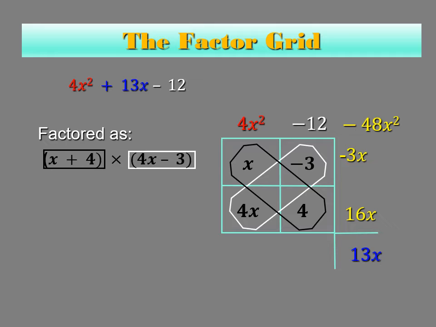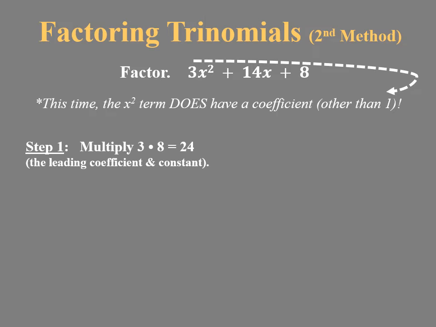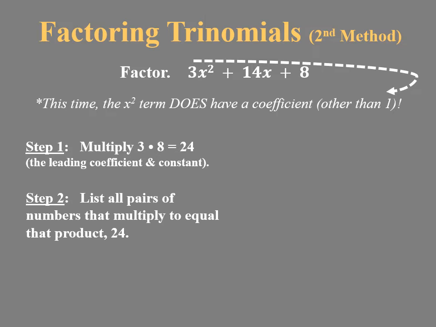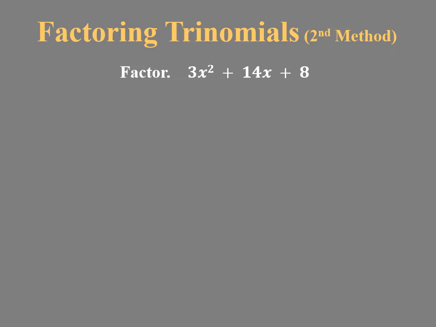Another method, we have the coefficient of x squared is not 1. So first we're going to multiply 3 times 8, that's 24. Then we're going to list all the pairs that have a product of 24. We're going to take the ones that add up to 12. The temporary factors.